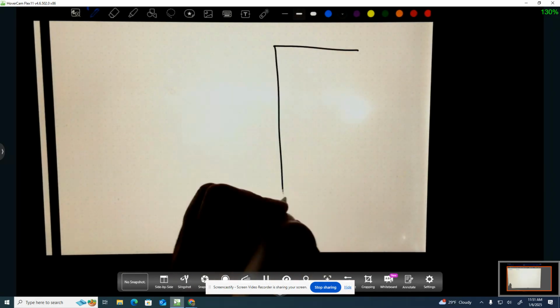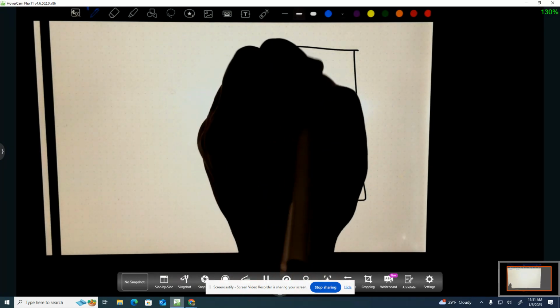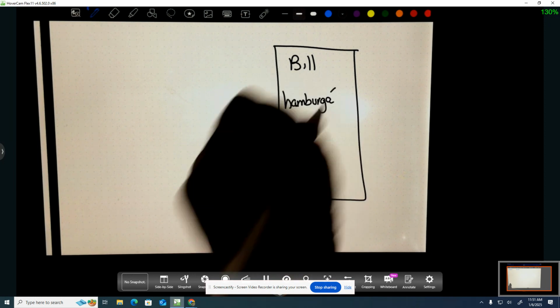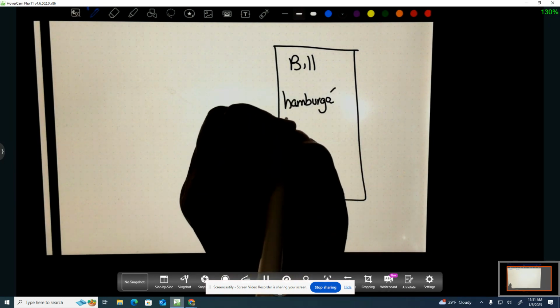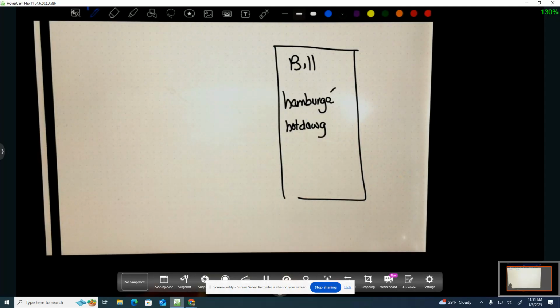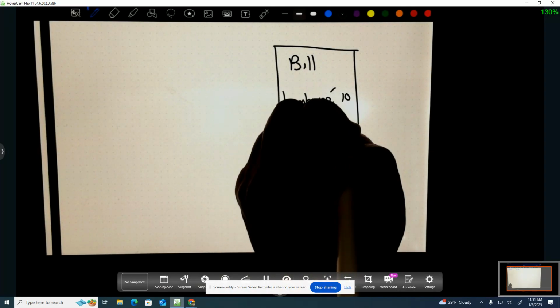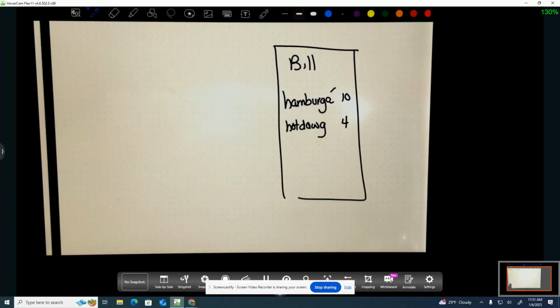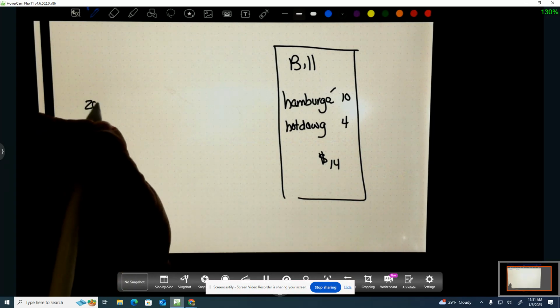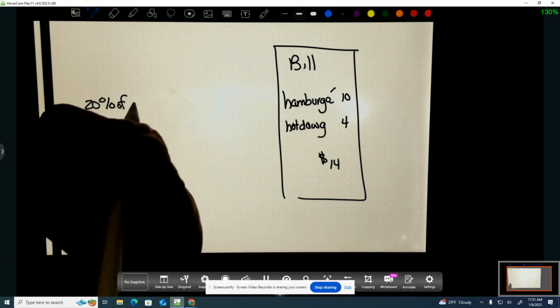So let's say you go out to dinner, right? And you get a bill. So here's the bill. And you had a hamburger. And then you had, I don't know, a hot dog. All right, and this was $10 and this was $4. You got to leave a tip. What percent tip are you going to give them? 20% tip is standard, right? So your bill was $14. What's 20% of $14?